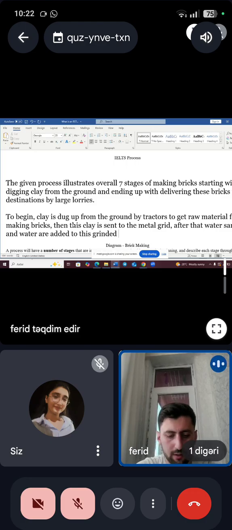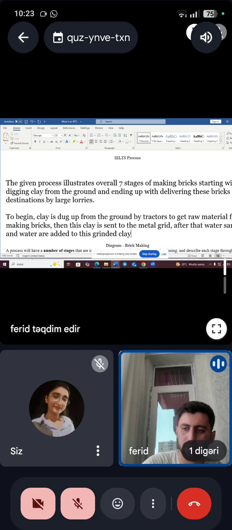To this grinded clay. Yani su əlavə olunur bu grinded clay'in üzərinə.